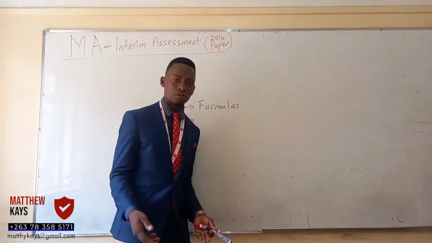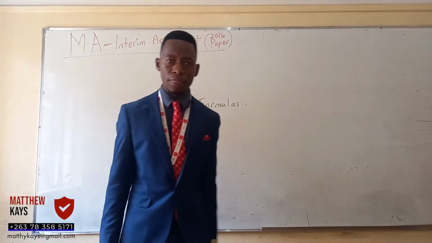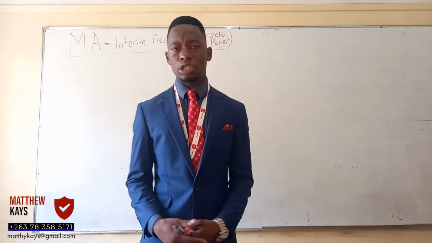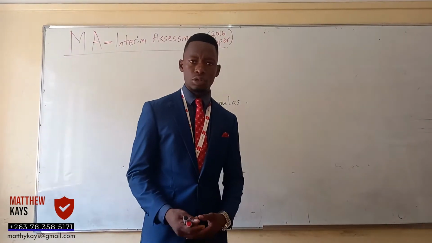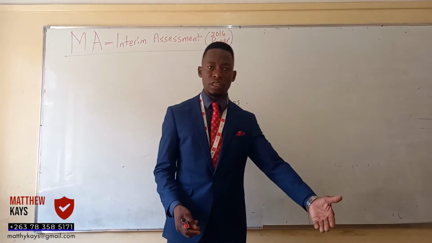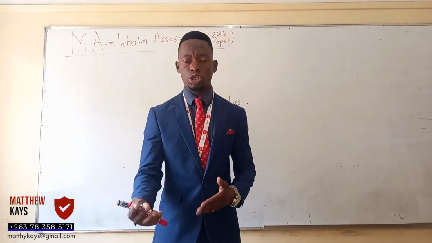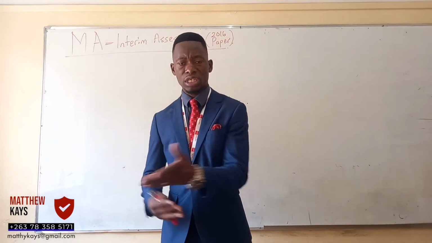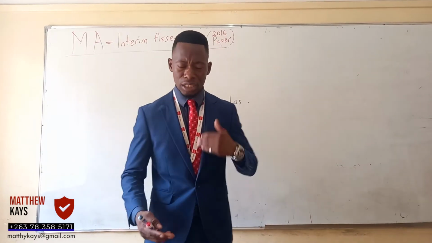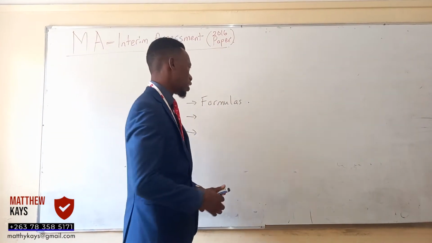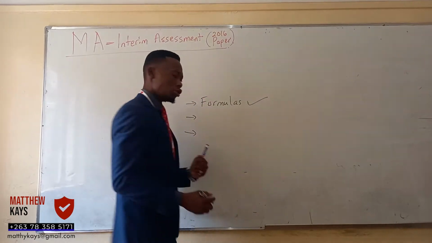How do you calculate over or under absorption? We are doing accounting for overheads. What about marginal and absorption costing? How do you calculate, how do you reconcile? Maybe you are given the profit under marginal costing, and they would want you to calculate the profit under absorption costing. How do you reconcile? You understand? You must know your formulas. So the first thing, know your formulas.